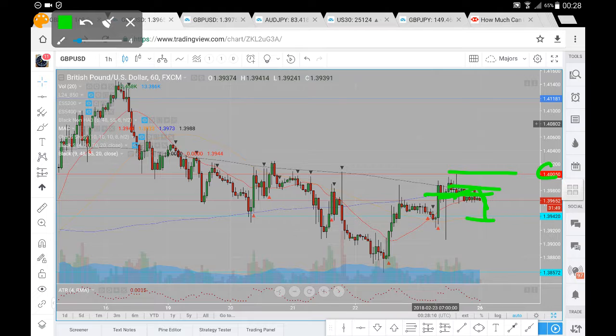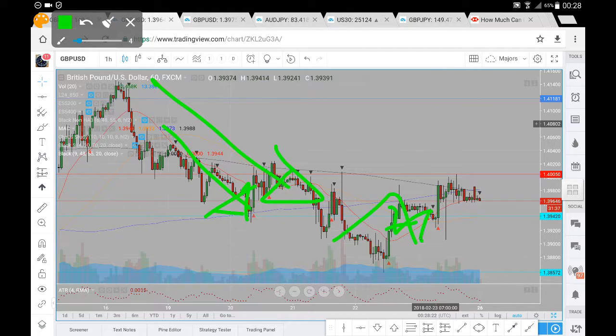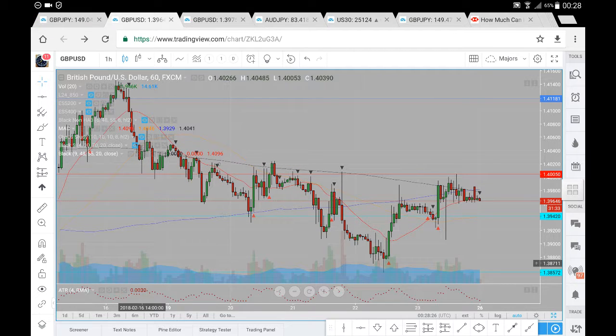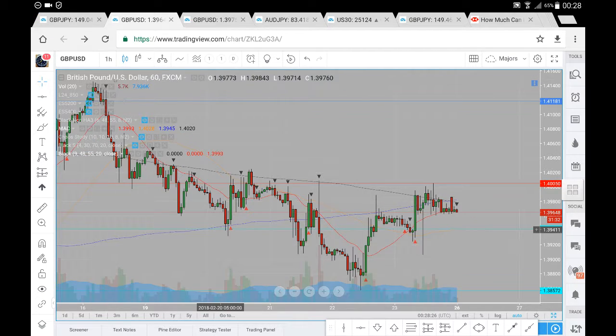So we do seem poised for potentially seeing a bit of this most recent trend, which does appear to be to the downside. So we do seem poised for possibly further downside momentum. But overall on the higher time frames, let's have a quick look.